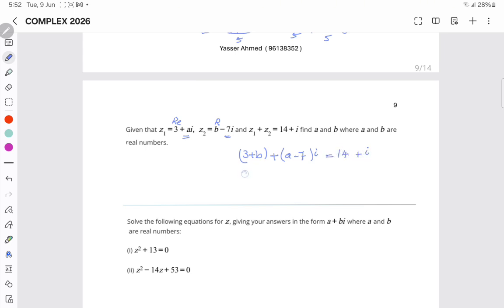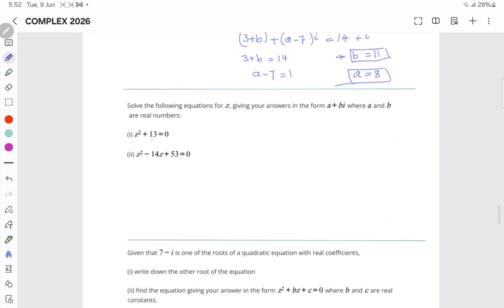Now equate real. So 3 plus b is equal 14. So we can state the value of b by shifting 3 to other side. It will be 11. Equate the imaginary. So a minus 7 is equal 1. Shifting 7, so a is equal 1 plus 7. It will be 8.